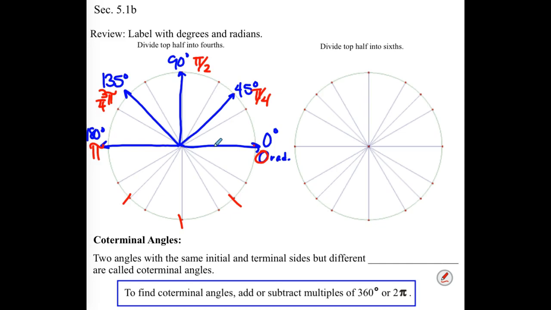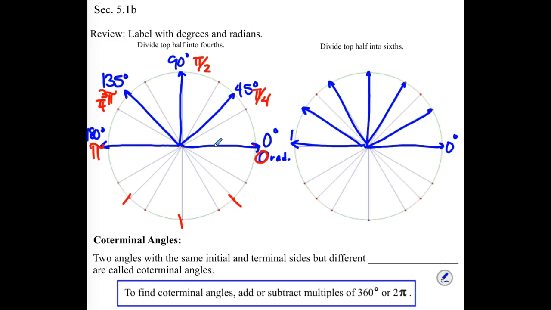All right, going in sixths. Again, we start with 0. 1, 2, 3, 4, 5, 6. We've cut it into 6 chunks. We said all the way around to that half mark is 180 degrees. If we cut that into 6 chunks, each chunk is 30 degrees. So counting in 30s, we've got 30 degrees, 60 degrees, 90 degrees, 120, 150, and then 180.